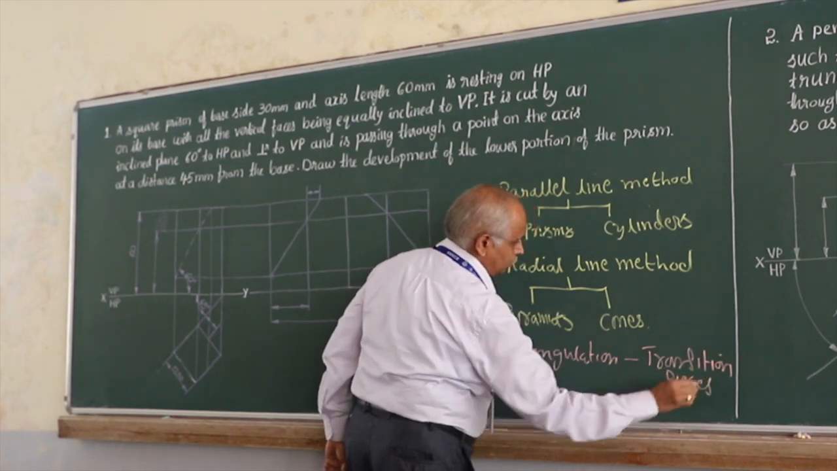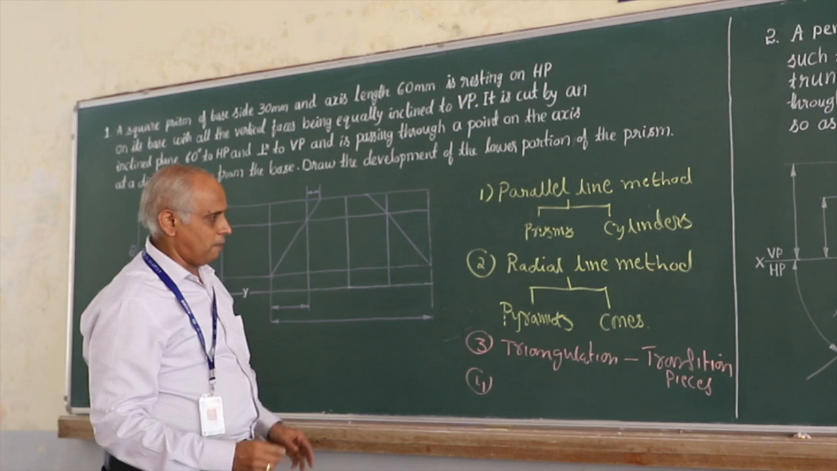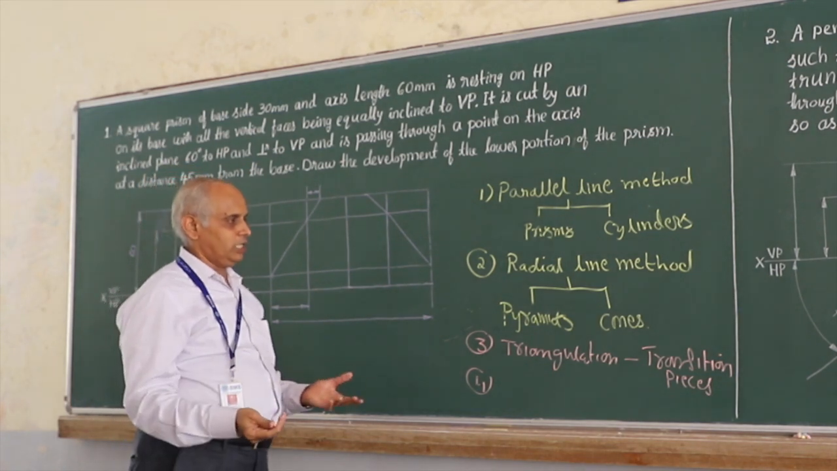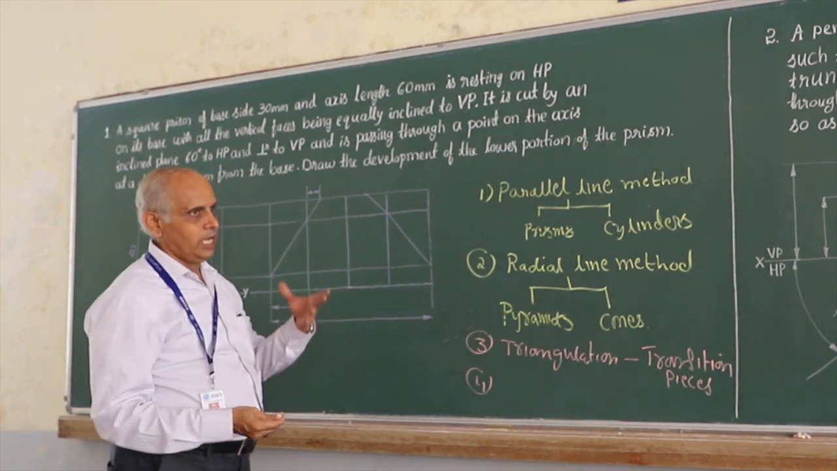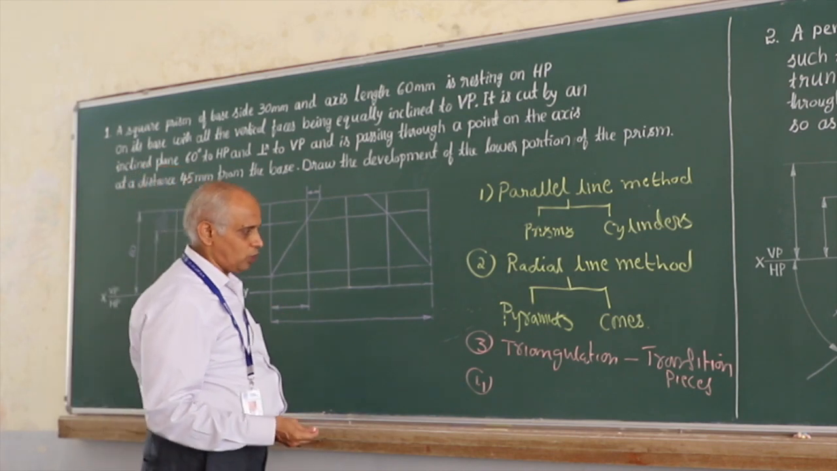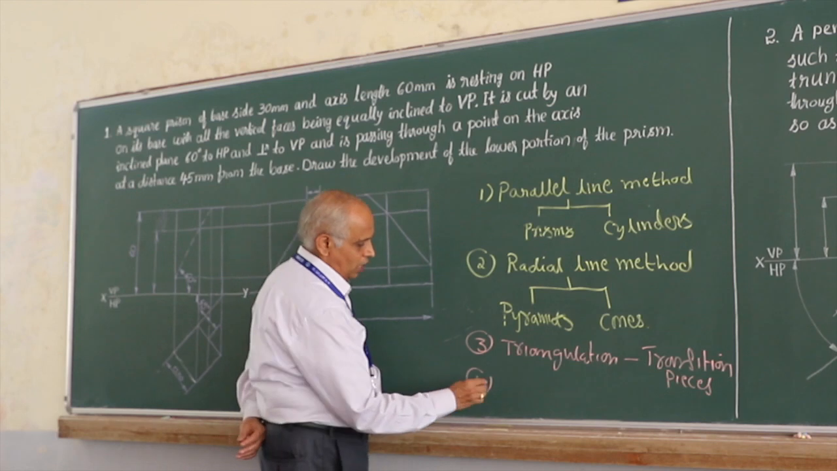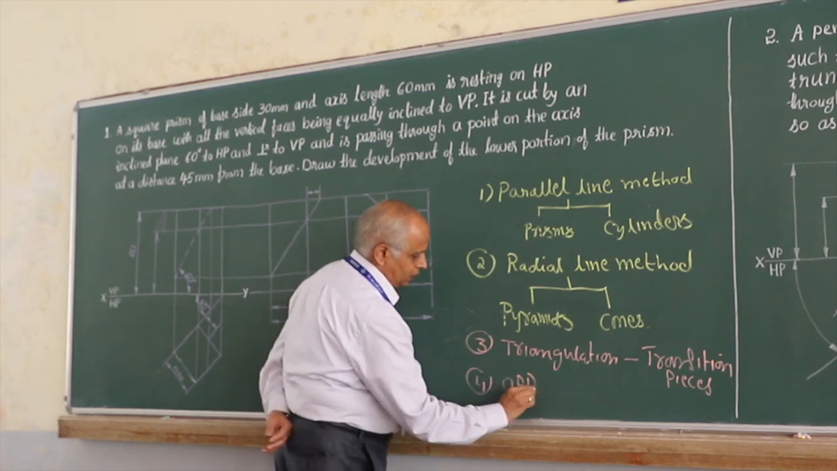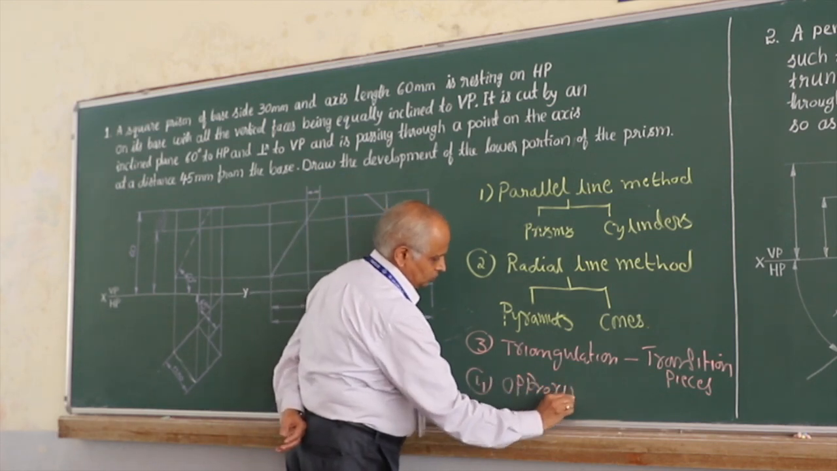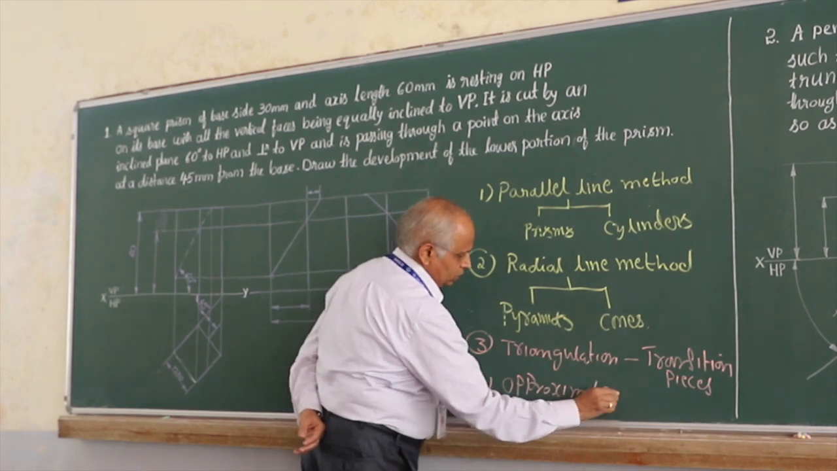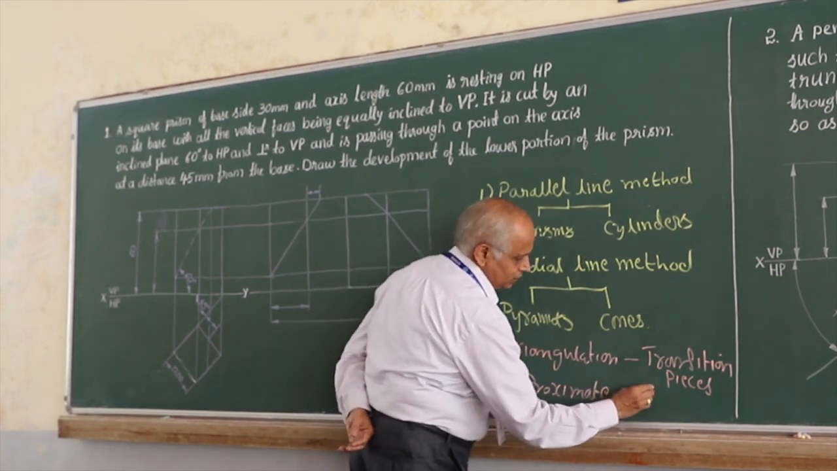Transition pieces are members which connect, say, a regular circular section to a hexagon, or the like. Two different types of cross section are to be connected in certain piping industry applications. And there is also an approximate method, which is used for doubly curved surfaces like a sphere.